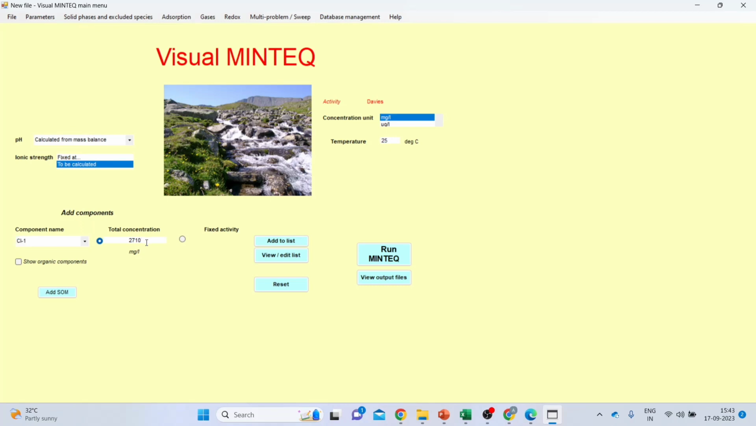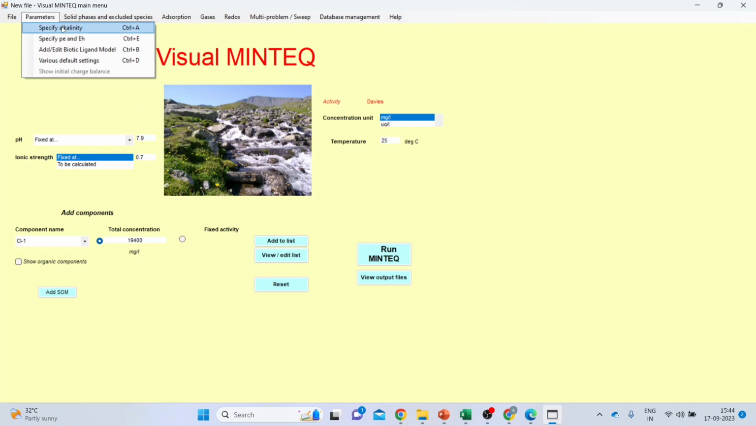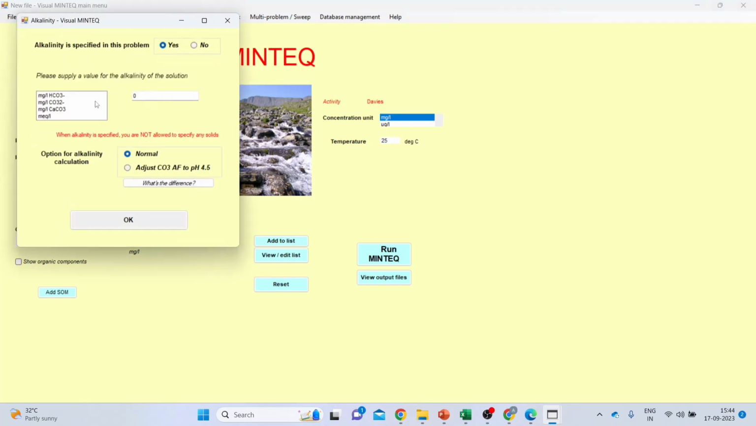Chloride is 19400 milligrams per liter. Also, pH is fixed at 7.9. Ionic strength is fixed at, I think, 0.7. Yes, 0.7. And also alkalinity is given, so we'll add alkalinity. It is 120 milligrams per liter as CaCO3. So it is 120.